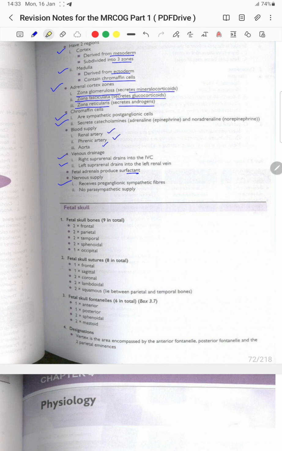And here comes our good news. This is the last topic of the chapter. It is the fetal skull.